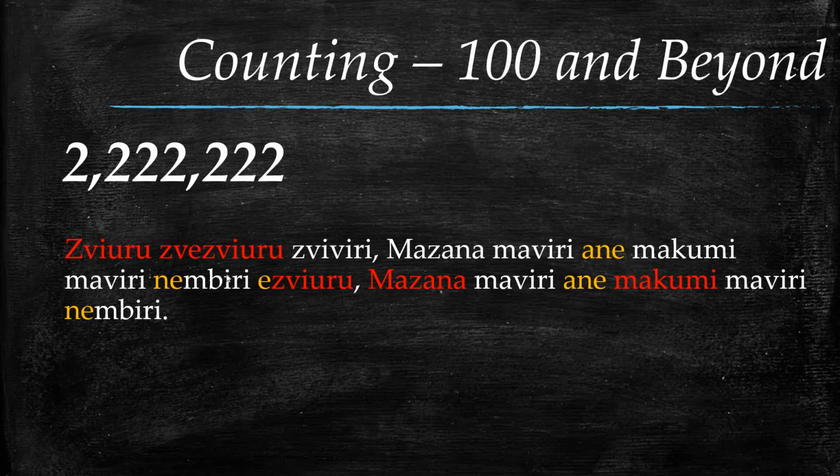The ane, ne, and e are just variations of and. So that's how you say 2,222,222. Zviuru zvezviuru zviviri, mazana maviri ane makumi maviri nembiri ezviuru. Mazana maviri ane makumi maviri nembiri. Alright, quite a long number.